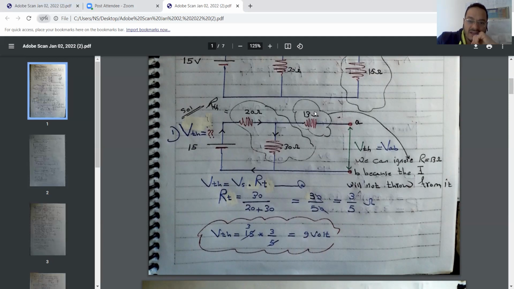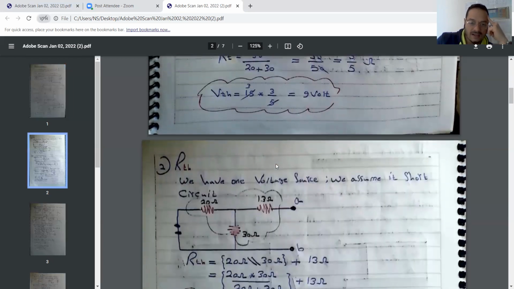Here, why did I ignore this 13 ohm resistance? Because, it's a fact, the current will flow from here to this point, and because here it's an open circuit, no current will flow through it. Directly it will come back by this way to here. That means we have current just in these two resistances. I think now everything is clear.